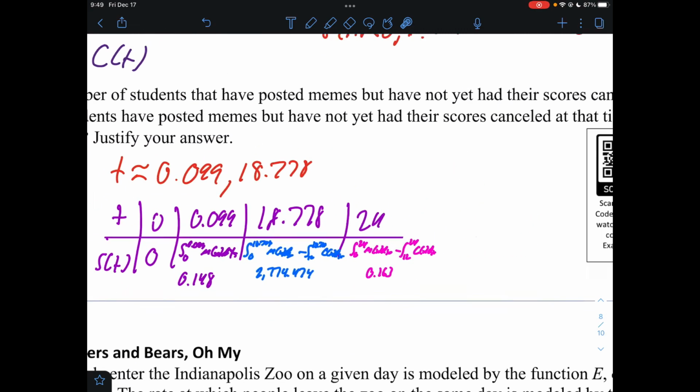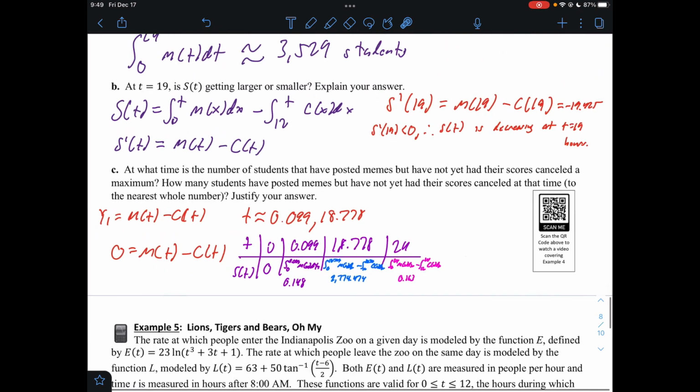All right, so write out a sentence here. I'm a little out of room, but write out your sentence. The maximum number of students that have posted memes but have not yet had their scores canceled is approximately 2,774 students, which occurs at time t equals 18.778 hours.